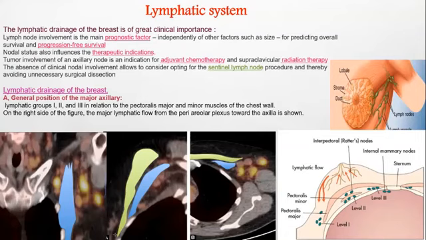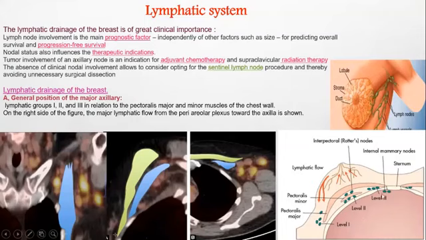Supraclavicular involvement is an indication for radiation therapy. The absence of clinical nodal involvement allows us to consider the option of sentinel node procedures, and therapy avoiding unnecessary surgical sections if the sentinel node is negative. Okay, so the main lymphatic drainage of the breast is known to be toward the axilla. Look here, it's going toward the axilla.